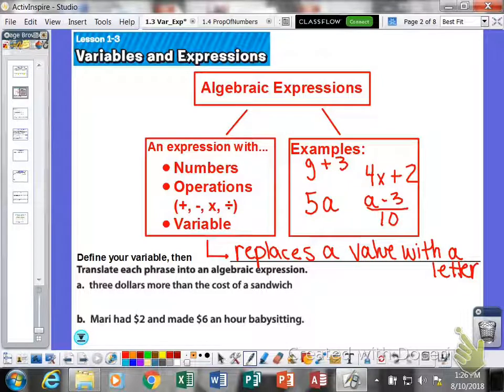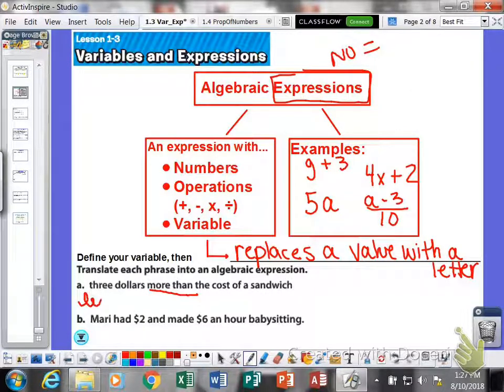In letter A, it says $3 more than the cost of a sandwich. We have to define our variable and then write our algebraic expression. Again, there's no equal sign in expressions. Expressions contain no equal sign. "More than" you should know from your previous classes means add. There is no "is" in front of it, so it's not an inequality. More than means add. So I want $3 more than the cost of a sandwich.